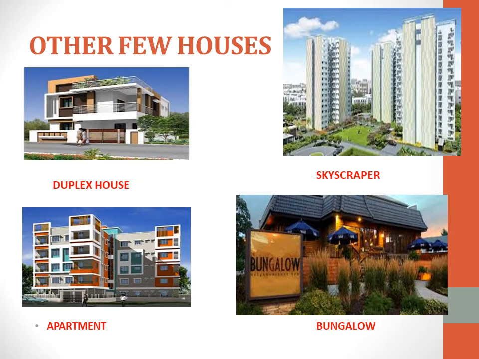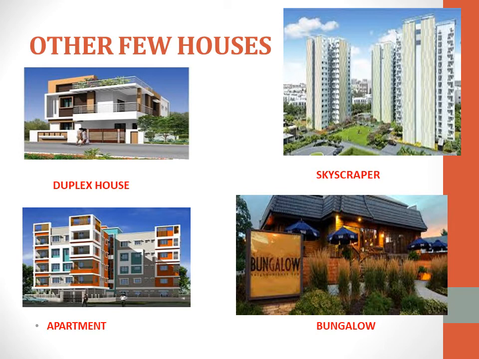Now we are going to see a few other houses such as duplex house, skyscraper, apartment and bungalow. So what is a duplex house? A duplex house is a house in which stairs will be inside the home. Stairs, you know what stairs are, right? Duplex means two. So you can see a ground floor down and a first floor up. That is called a duplex house.